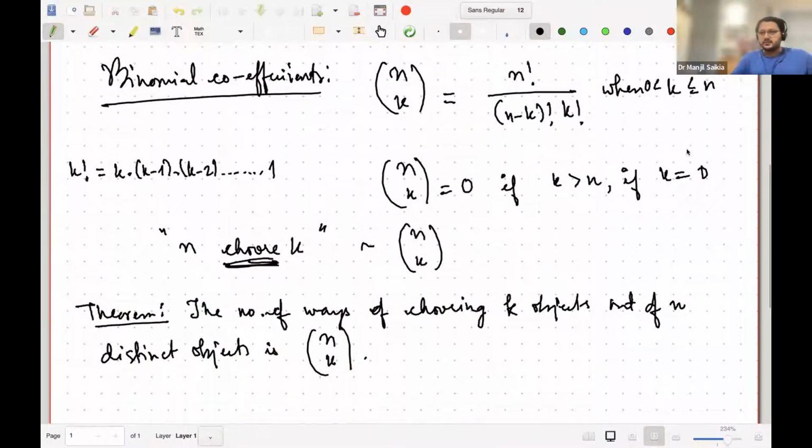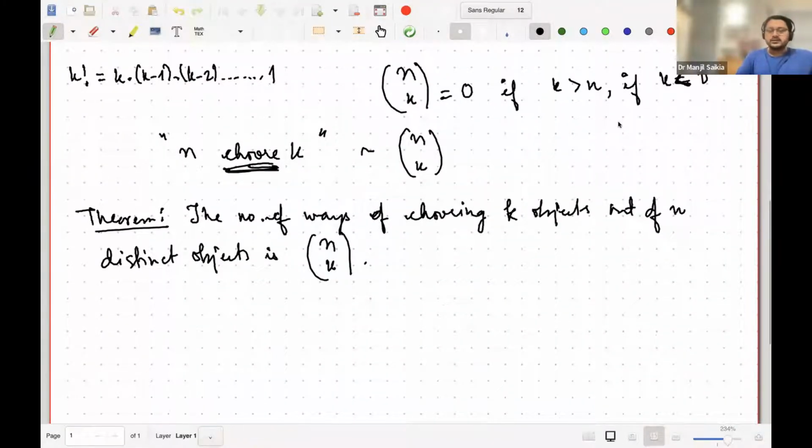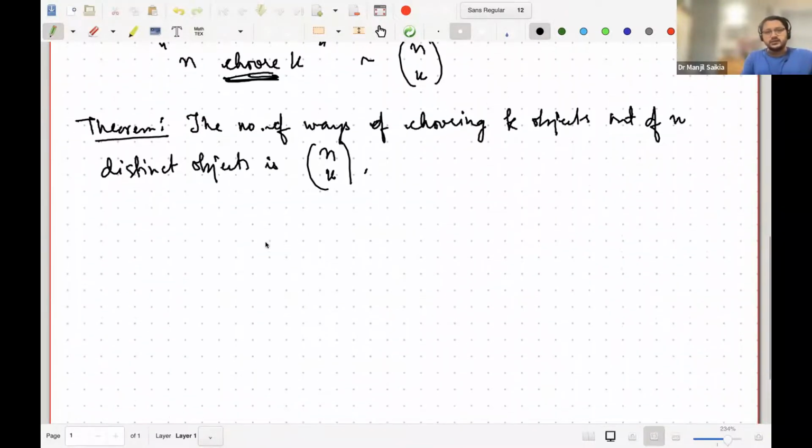I think I have made a mistake. This should actually be less than 0. When k is 0, it is defined, and this is just 1. But anyway, this is less than 0. Right. So how does one prove that the number of ways of choosing k objects out of n distinct objects is given by this binomial coefficient n choose k?